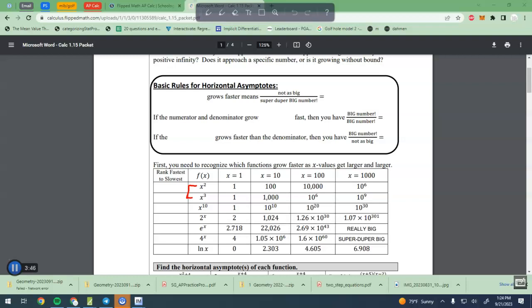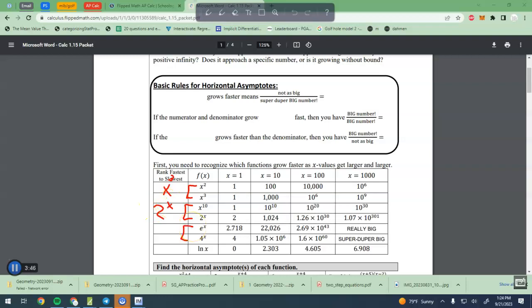X squared, x to the third, who gets bigger faster? X to the 10th, 2 to the x. Remember, x is going towards infinity. So it's like 2 to the infinity, so that's the bigger power, because infinity is pretty huge. So this is 2 to the x.